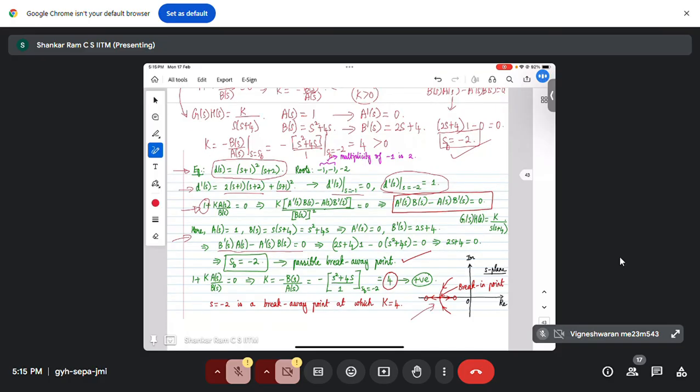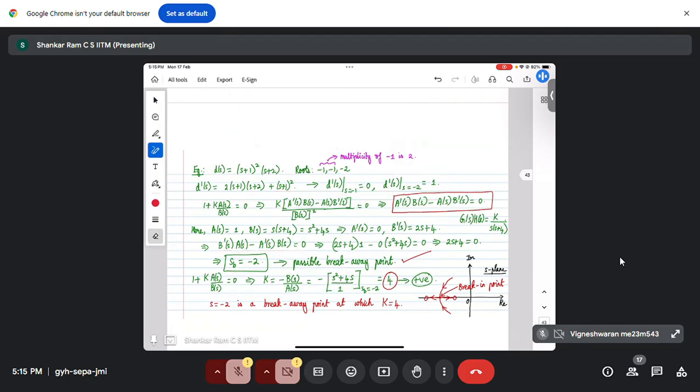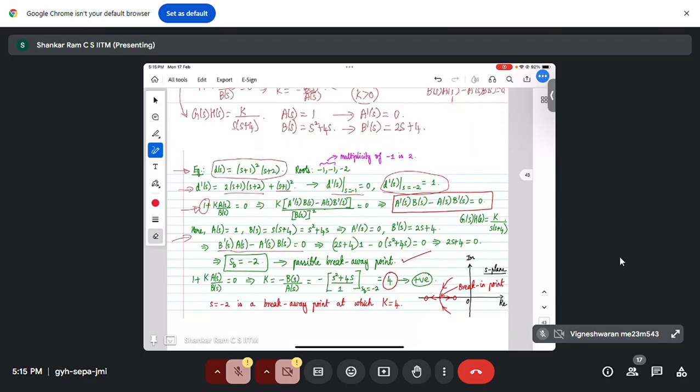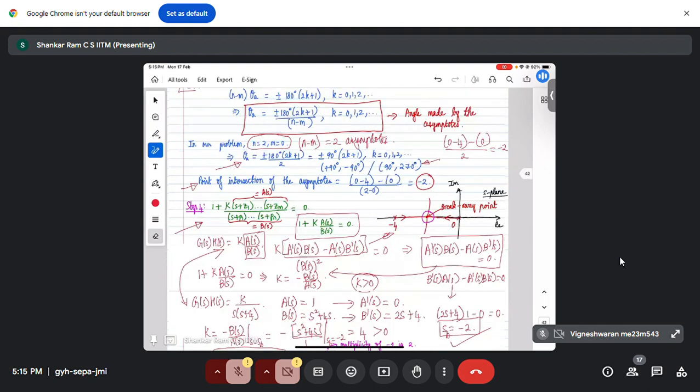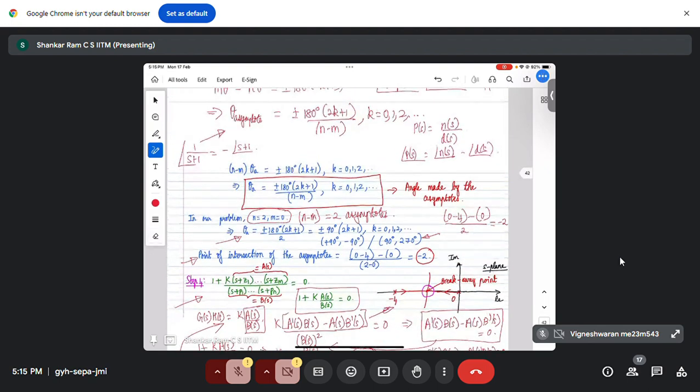So, sorry, this is an example of a breakaway point, not a break-in point. In this particular example, one branch starts from minus 4, another branch starts from 0. At minus 2, they break in, and then they branch out. And the value of k at the breakaway point is 4. Okay, so I hope it's clear how we did this.